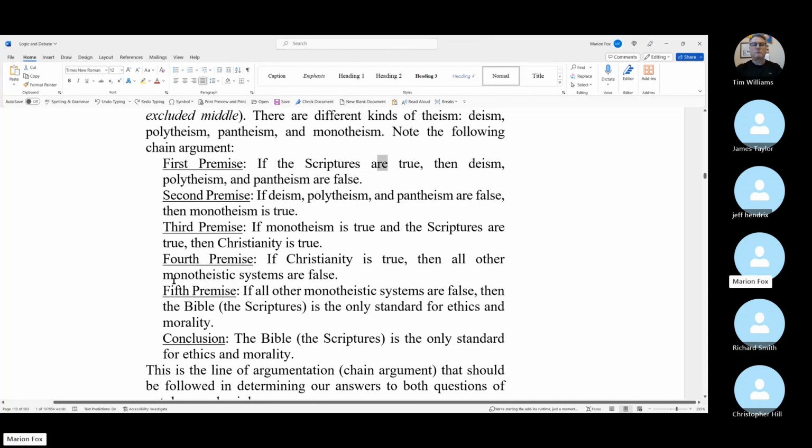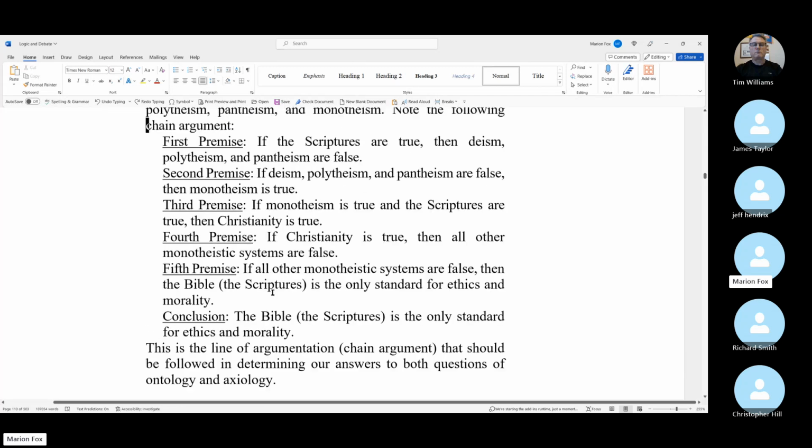When we get down to the final end, this is what I added to what you don't have. The Bible, the scriptures, is the only standard of ethics and morality. Right? Now, we could add some more arguments in here, but that's how we draw the conclusion that the Bible is the only standard. And it's a standard that's set forth in the scriptures. And we have no other standard for right and wrong, ethics, and morality. Any question?